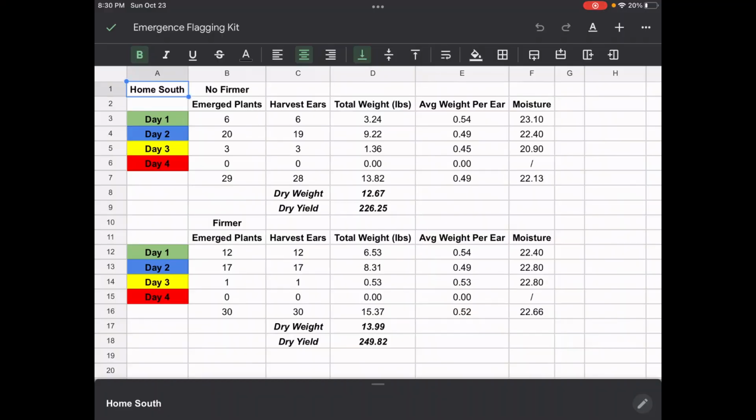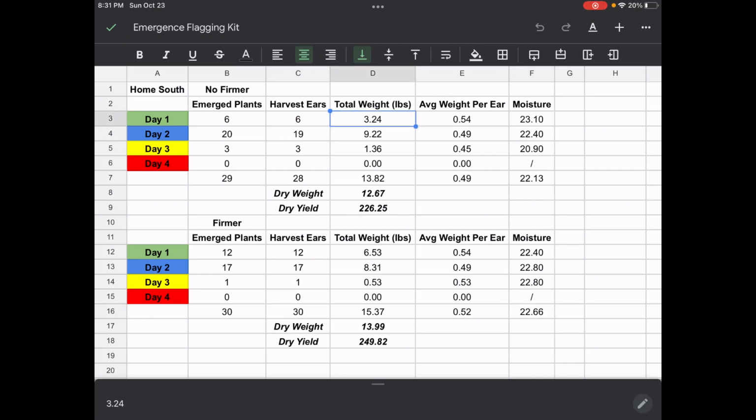So here's the results from that field. That's home south, where we had a little bit tough clay conditions. You can see I'll highlight, we had day 1 color coded for the flags here, day 2, 3, 4. So back in the spring, we had 6 plants emerged on day 1 and I harvested 6 plants. I did that for each row. You can see we had the one missing on day 2, 3 out of 3 on day 3.